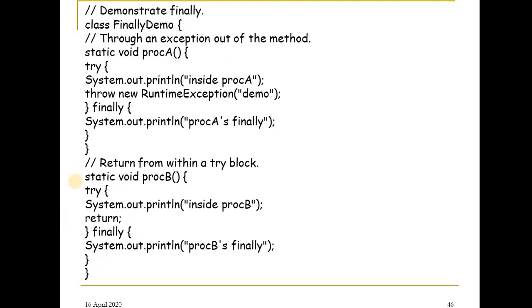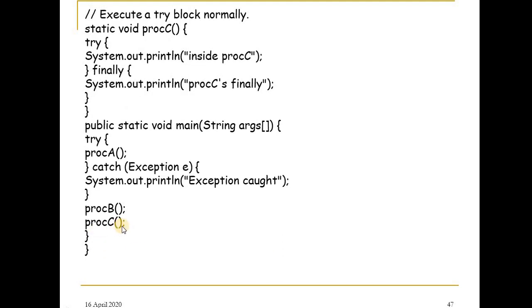Let us see procedure B. In procedure B try, you will display inside procedure B. Then you will return. Here, before the try returns, the finally will get executed. Before this method returns, the finally block will get executed. Procedure B is finally. Next, it makes a call to procedure C. In procedure C, it will display inside procedure C. So before this procedure C method returns, it will display the finally block. Procedure C is finally. So this is how this program executes.